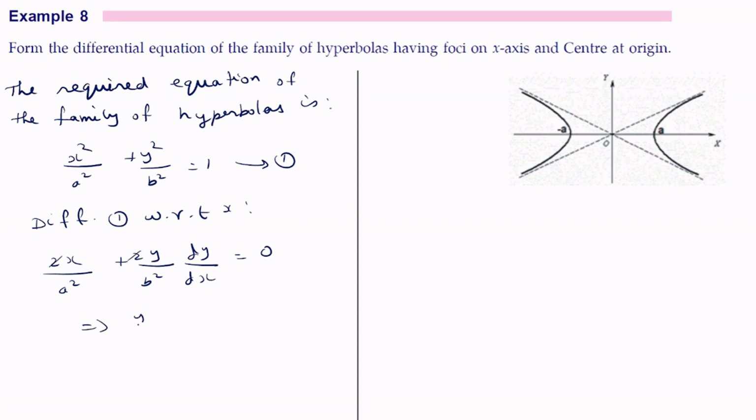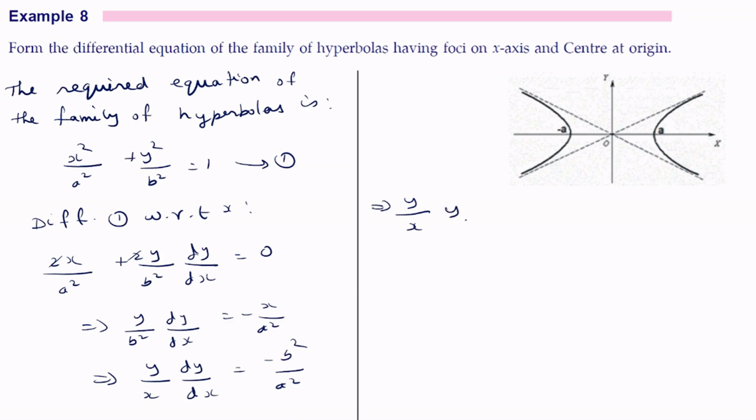Or from this we get y by b square dy by dx equal to minus x by a square. So here if we are able to write this as the variables on one side and constant on the other side, then if we differentiate again, we will be able to get rid of the constants. So this dy by dx, let us write it as y1. So y by x into y1 equal to minus b square by a square, where y1 is nothing but dy by dx.